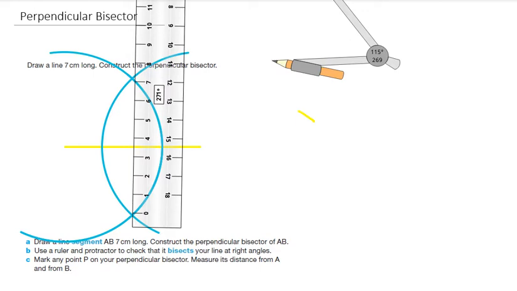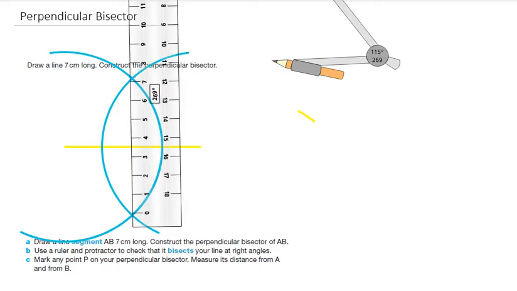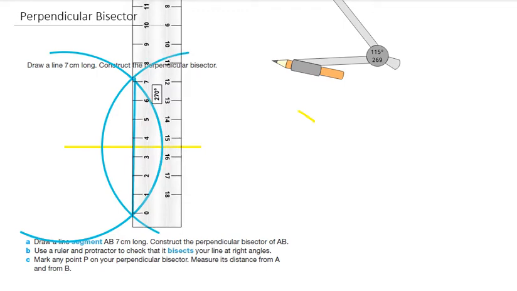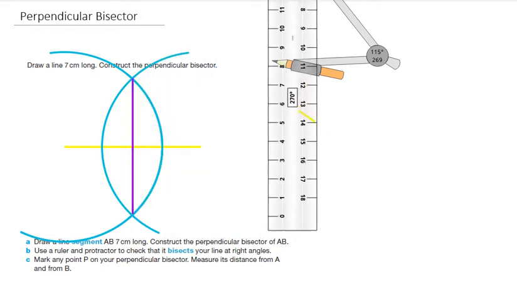All right, it's a bit, yeah, that's the right point. From this point to this point, like this. Okay, so this will be our perpendicular bisector. Let's say if we name it as A and B, so P will be the point that gives you the perpendicular bisector. Okay, so now we are going to check it.